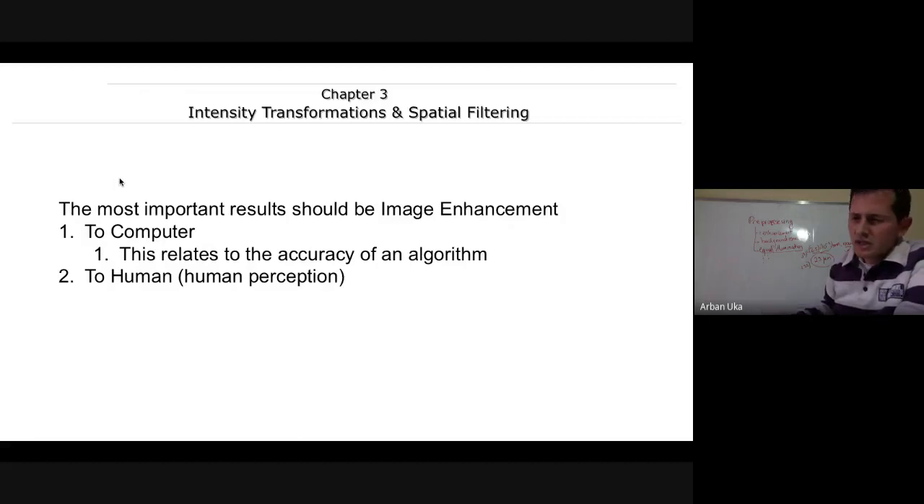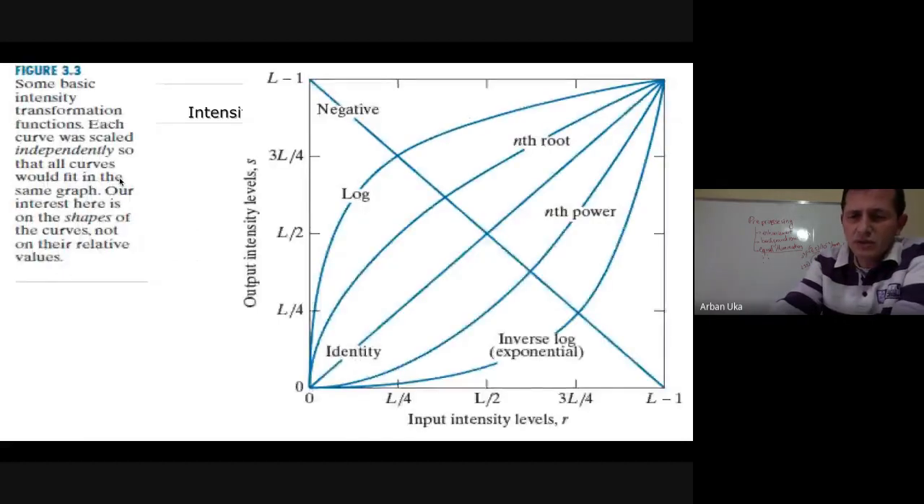The benefit of all of these steps can be observed as an improvement in the accuracy of a specific algorithm. This is what has to do with the computer or with a computing unit. To humans, in principle, this is just human perception. It improves our capability to observe a specific image that is given to us.